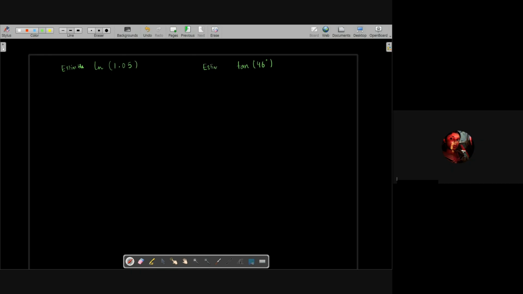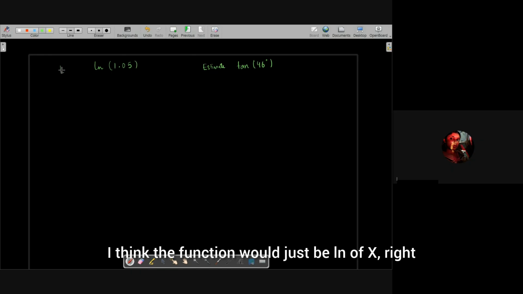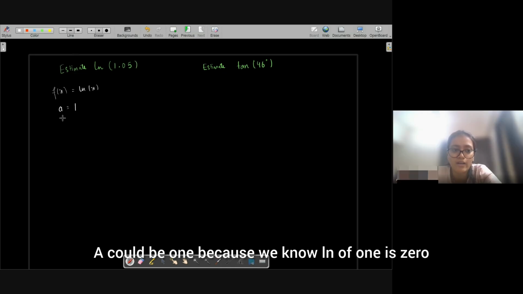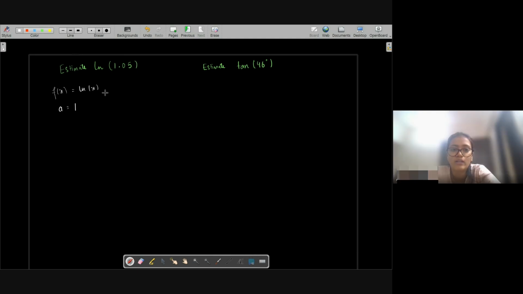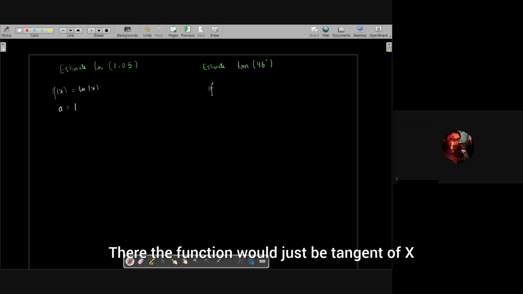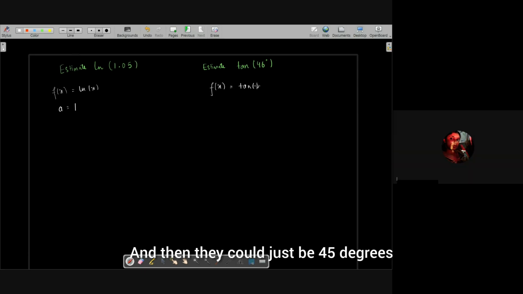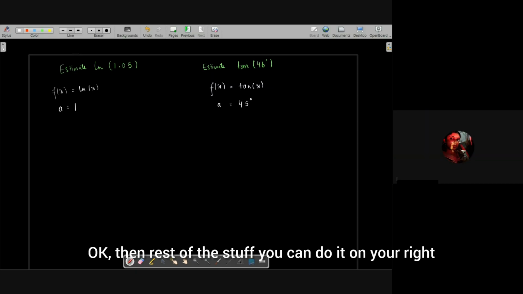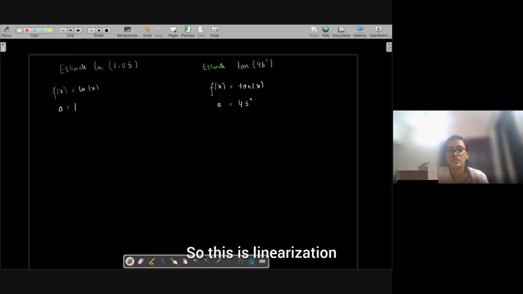For the first one, I think the function would just be ln of x, right? Yes, ln of x. And then I think A could be 1, because we know ln of 1 is 0. So yes, A will be 1. And here, the function would just be tangent of x, and then A could just be 45 degrees. Okay, good. Then the rest you can do on your own, right? Yes. Okay. So this is linearization.